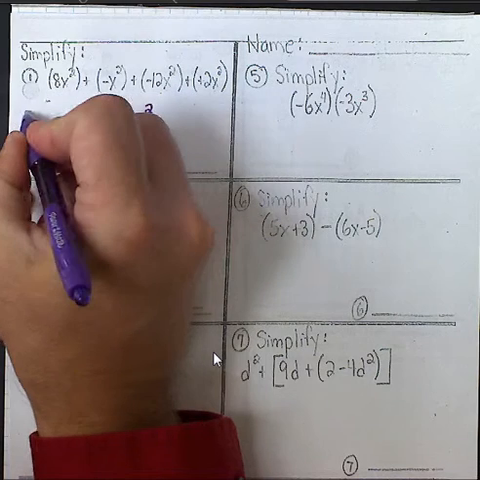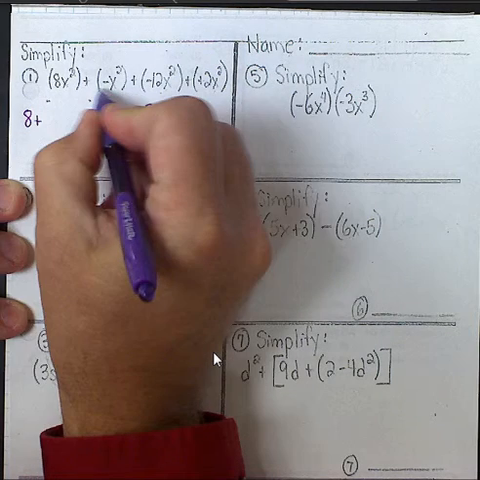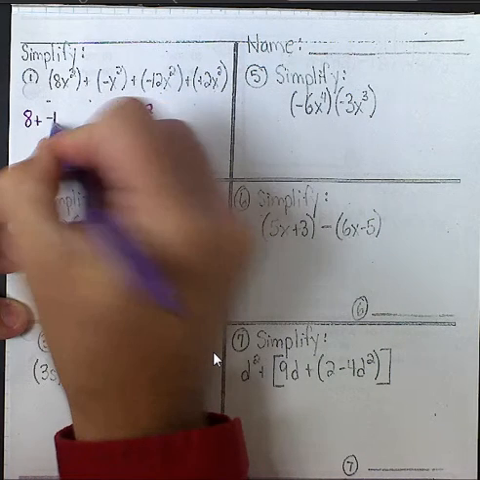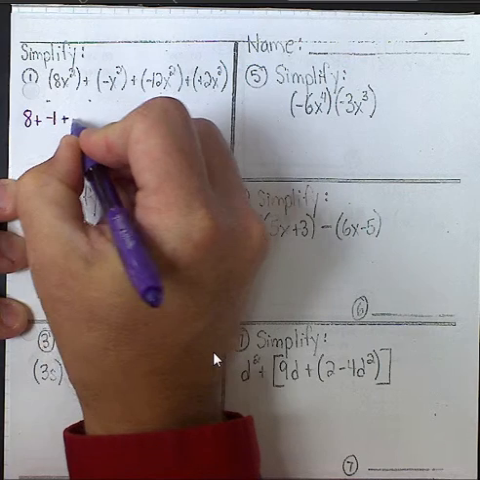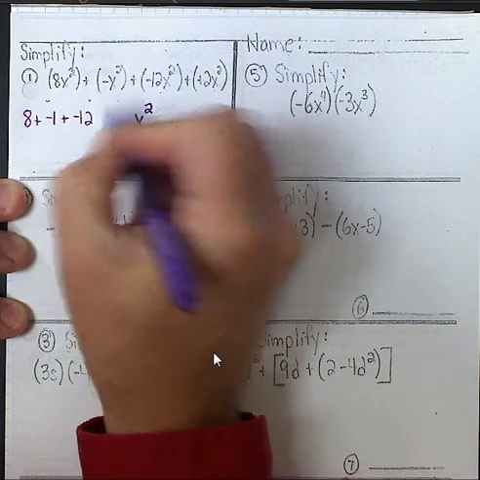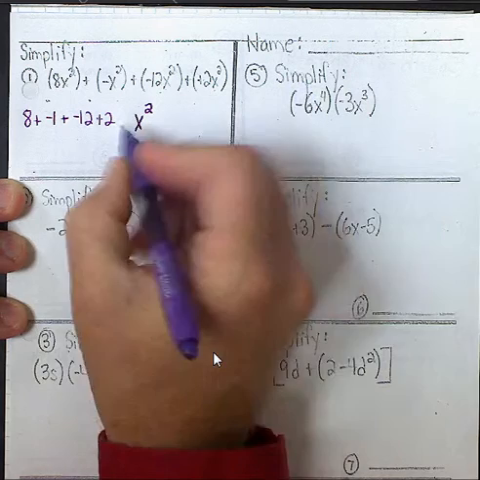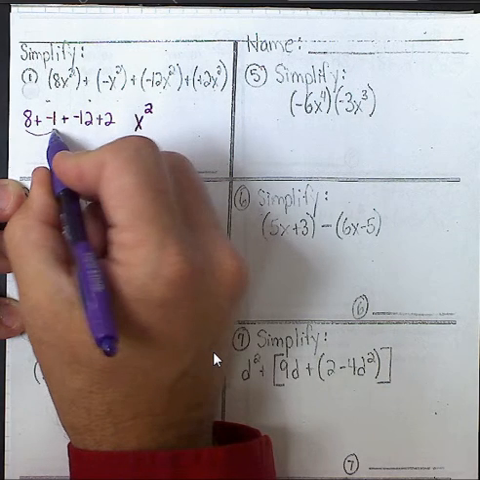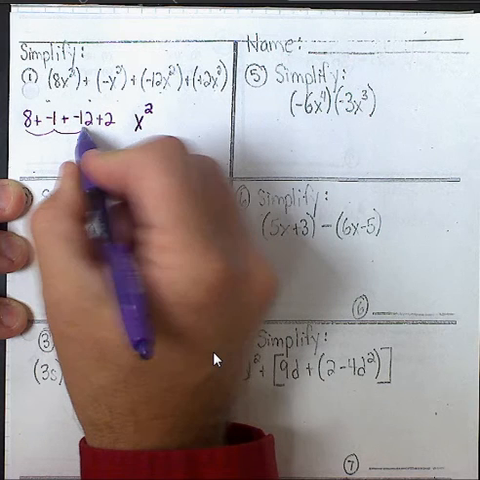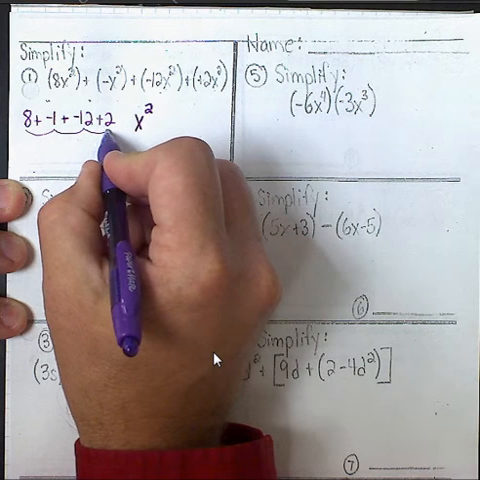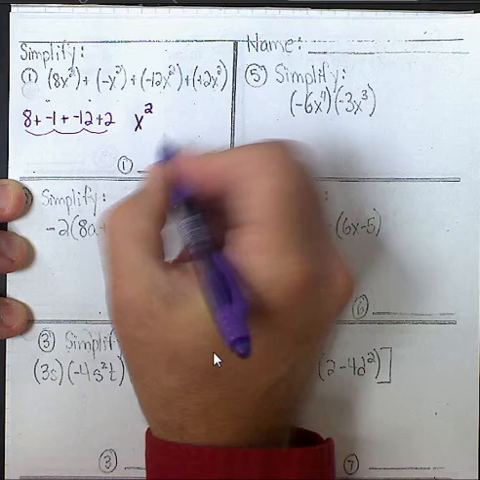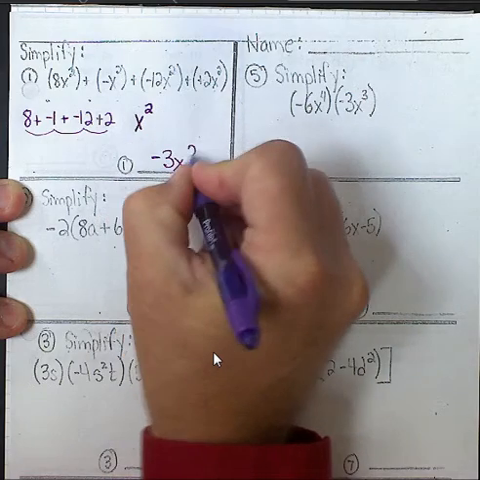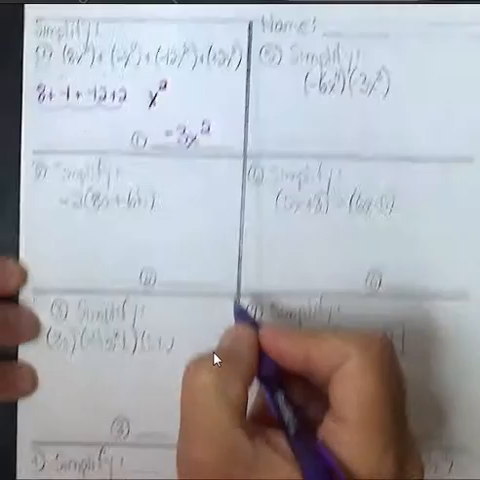So my new problem now is 8 plus, that's a negative 1, plus a negative 12 plus 2. And then it'll be x squared. So this is 7. 7 minus 12 is a negative 5. Negative 5 plus 2 is a negative 3. So negative 3x squared.